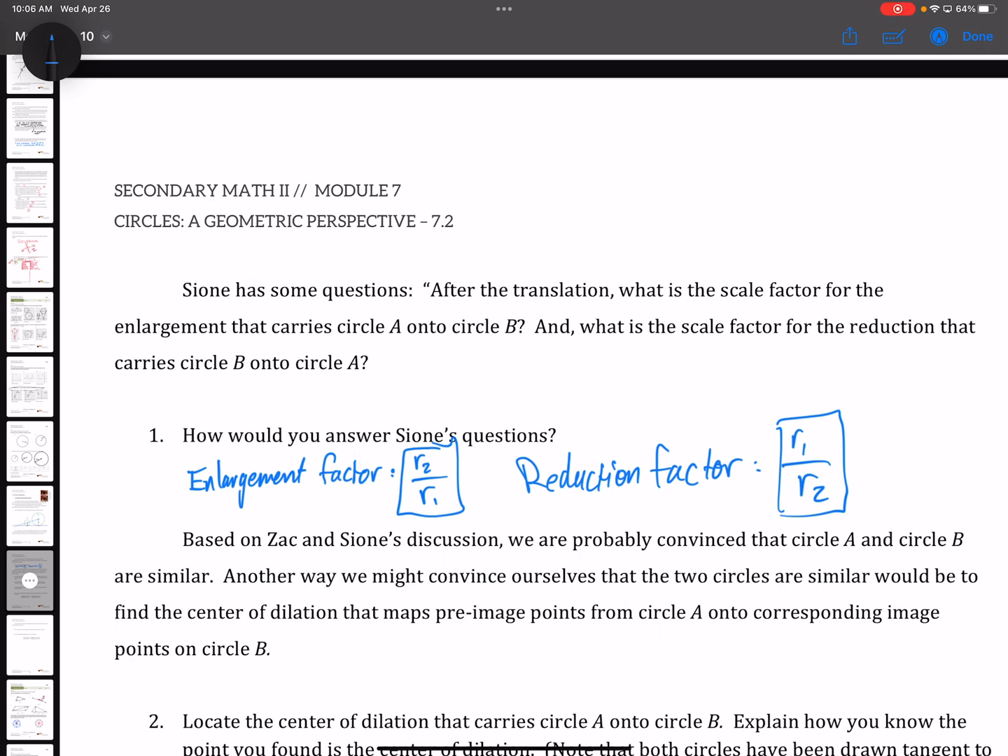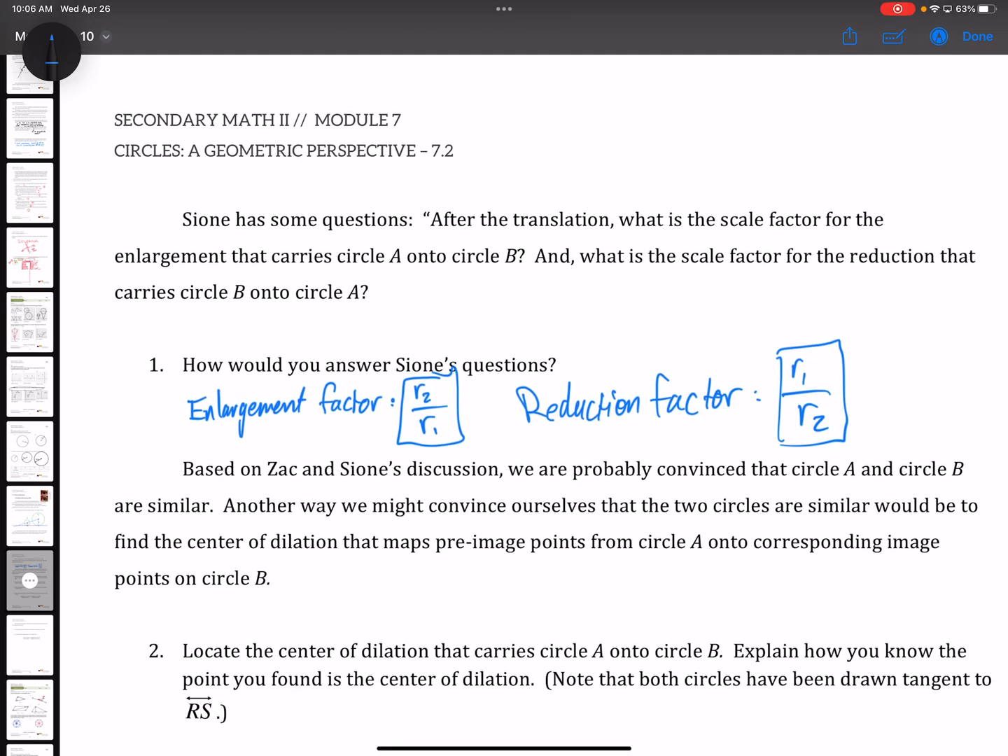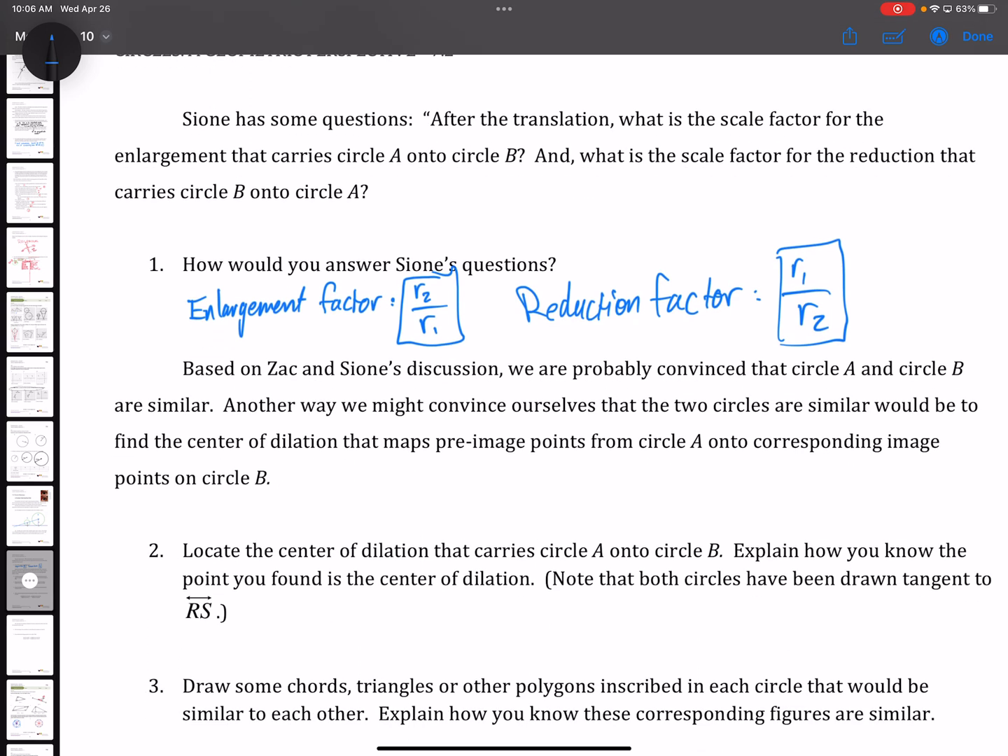So then, based on Zach and Sion's discussion, we're probably convinced that circle A and circle B are similar. But another way we might convince ourselves that the two circles are similar is to find the center of dilation that maps the pre-image points from circle A onto corresponding image points on circle B.